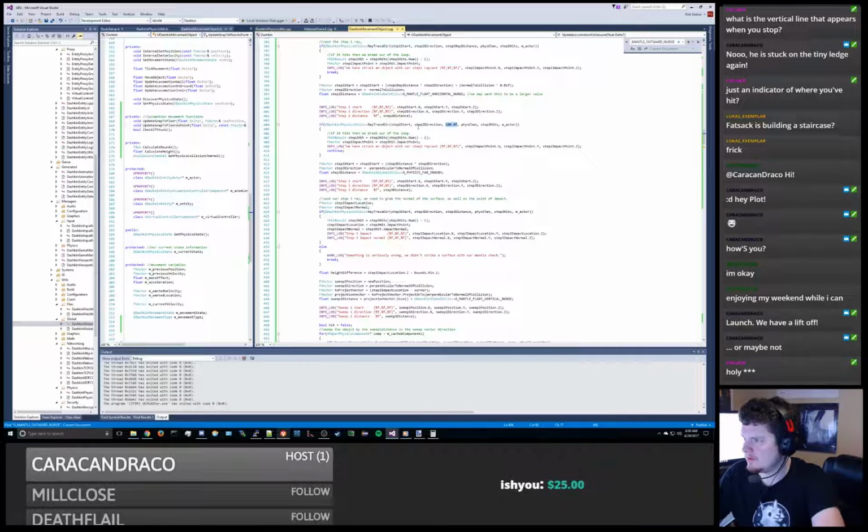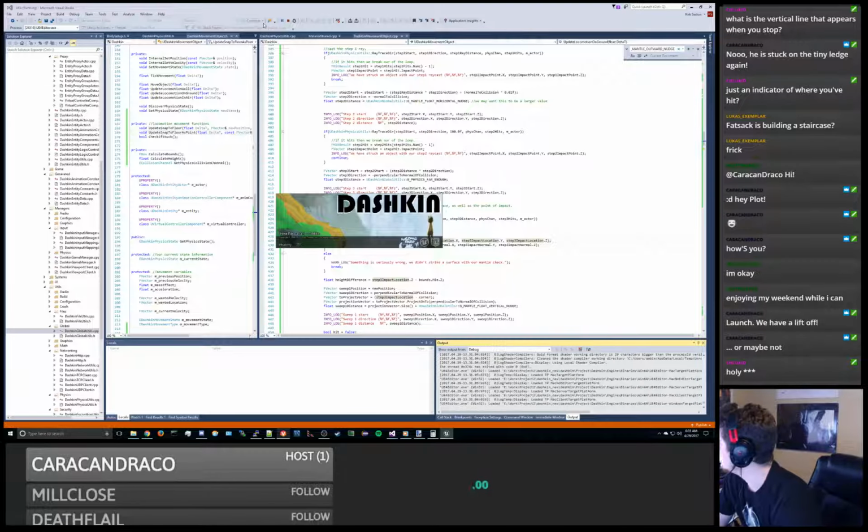So what we need to do is the distance for the step 3 start needs to be farther inside. So this needs to be a larger value, because we're trying to make it up onto this piece of geometry. Alright, we're making small amounts of progress.